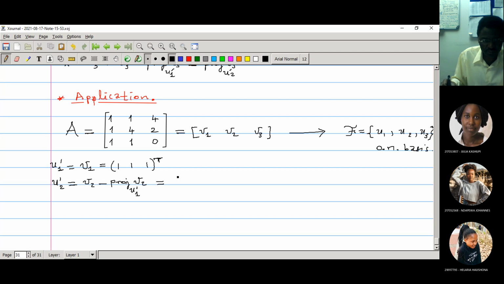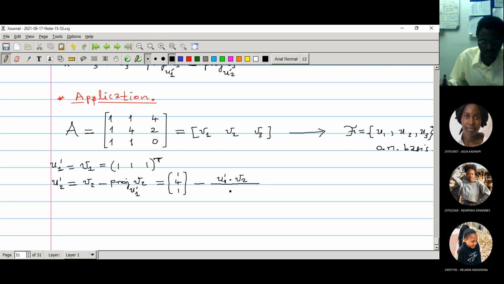So what is this? V2 is 1, 4, 1, minus, now for the projection, I will take the dot product of these two, right? And I divide by the norm of this. Let me write the formula here. So this is the dot product U1 prime with V2, right? Because I project along this, meaning that I project it on the line carried by the vector u1 prime, right?